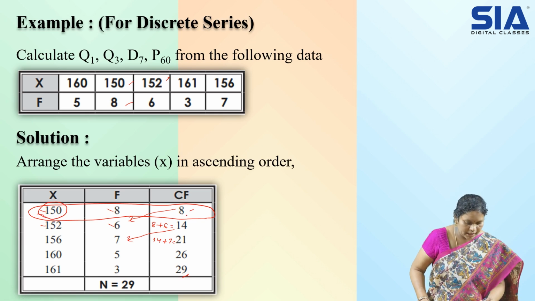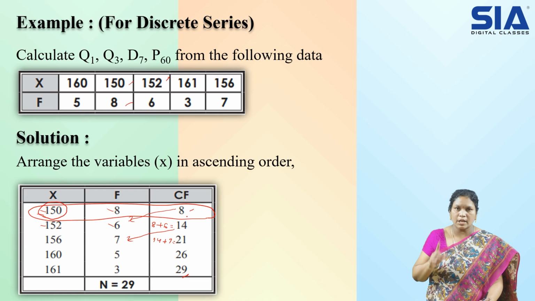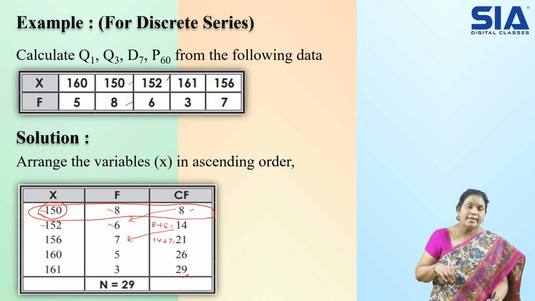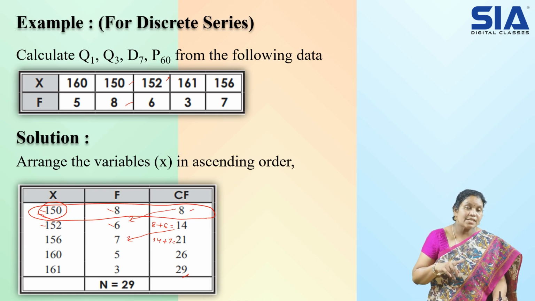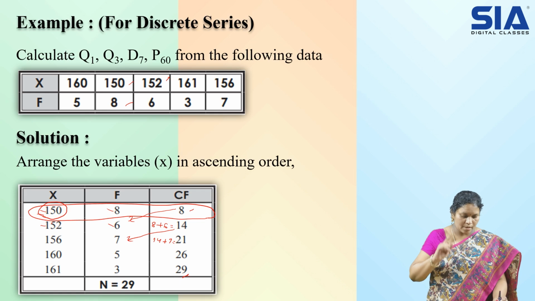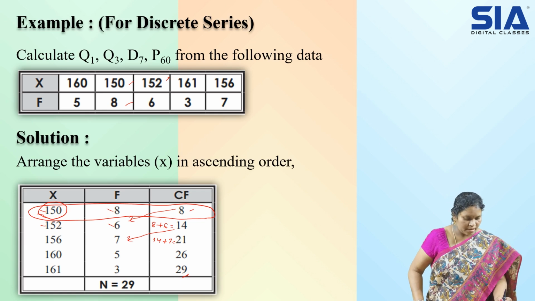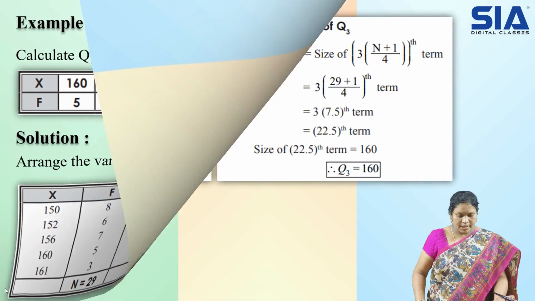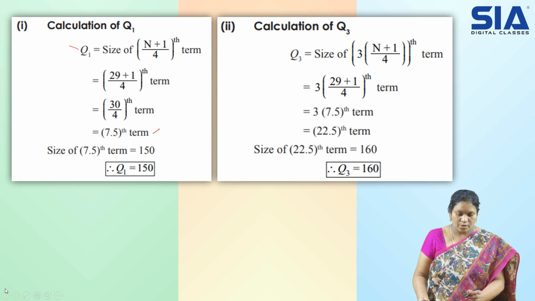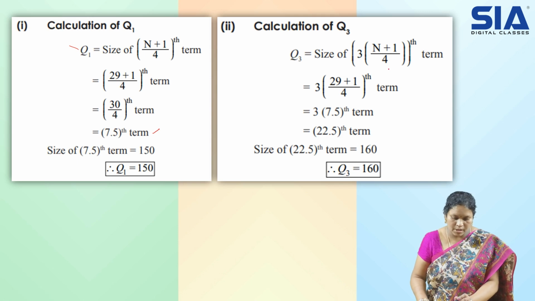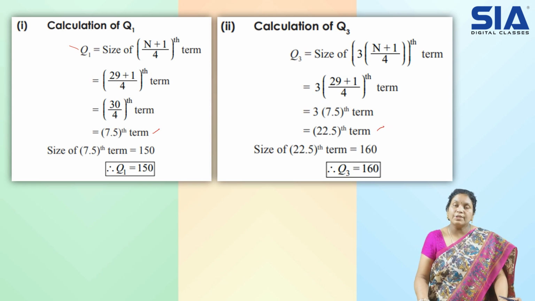So 8 we got as a cumulative, but you should not consider that as Q1. Neither the f value is Q1. The x value, whatever you get, becomes Q1. In that way we will obtain Q1. Now let us check for Q3. The Q3 formula we already know, 3 into (n plus 1) by 4th term. So substitute, n is 29, divide and get the answer. I have got 22.5th term.